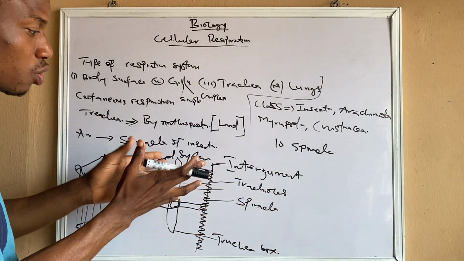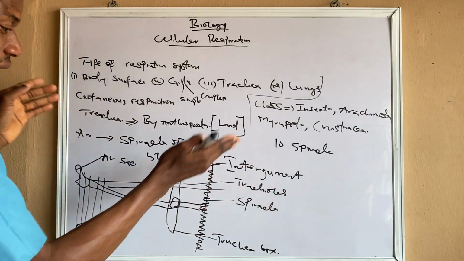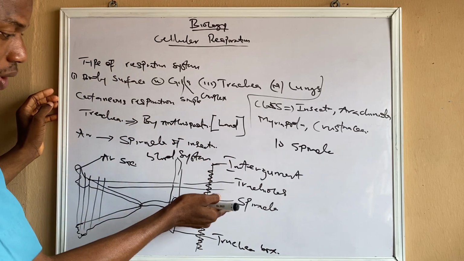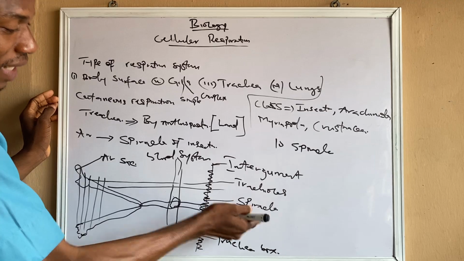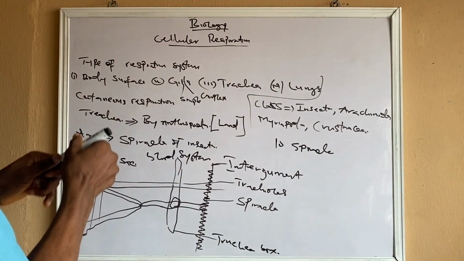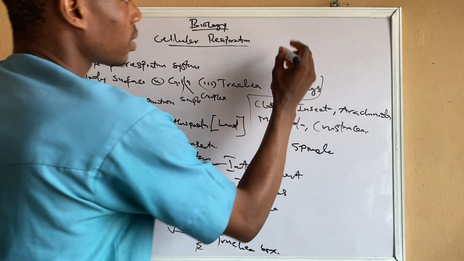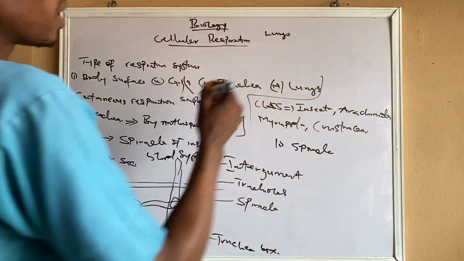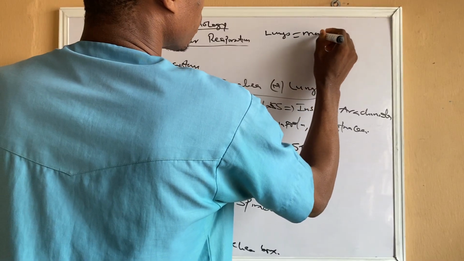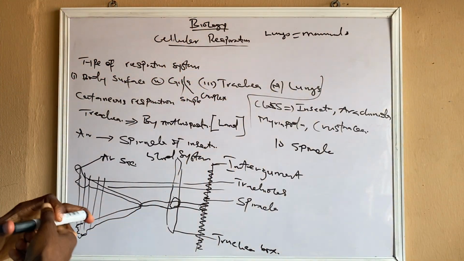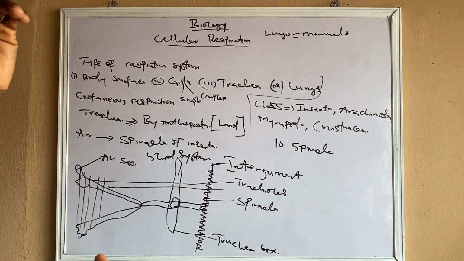This is just the diagram, a little bit of a diagram that can explain how oxygen is absorbed by the trachea. So after this, let's now take the lungs. This lung is used by what? By mammals. Yes, mammals, especially human beings.